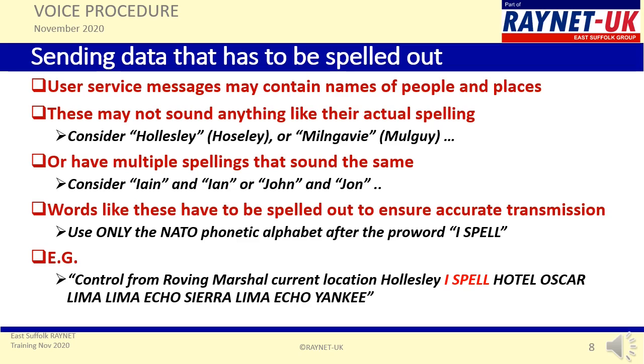We use only the NATO phonetic alphabet to avoid confusion, and we use the pro word "I spell" to indicate that a spelling is coming so that the person writing it down can get ready. So we might say, "Control from Roving Marshal, current location, Hosley, I spell, Hotel, Oscar, Lima, Lima, Echo, Sierra, Lima, Echo, Yankee."